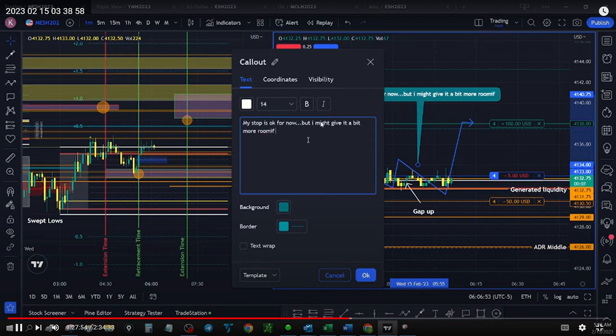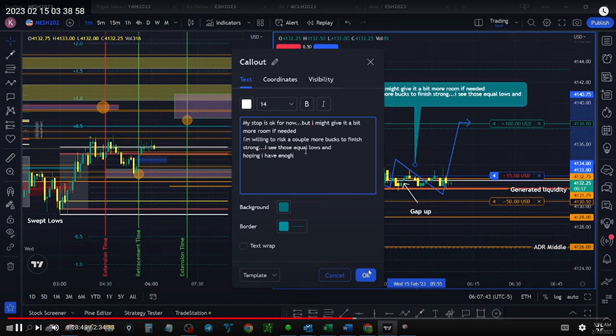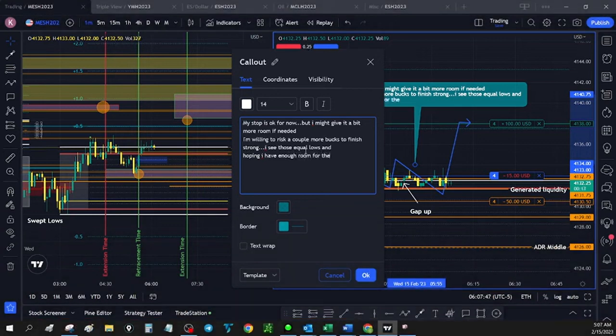My stop is okay for now, but I might give it a bit more room. Yeah, I was kind of torn because I knew this was safe down here and this is where I should have been, but I didn't like having that terrible risk to reward, so I was moving it up, I guess, for appearance's sake, if nothing else. I should have just left it down here and stayed safe. It would have won. I mean, I wouldn't have got stopped out if I'd left it there in my original place.